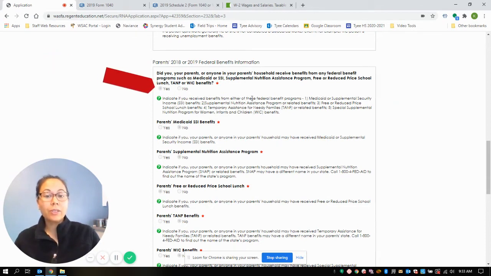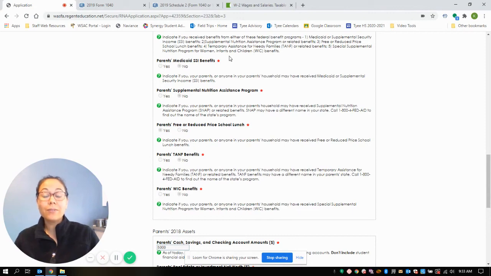If anyone has received federal benefits such as Medicaid, SSI, SNAP, that's food stamps, or free or reduced lunch, TANF, or WIC. So if anyone in your house has received any of those things, you would say yes. If not, you would say no. And then if you say no, all of this goes away. If you say yes, then it gives you the option to say specifically which one. So look through all of the options.